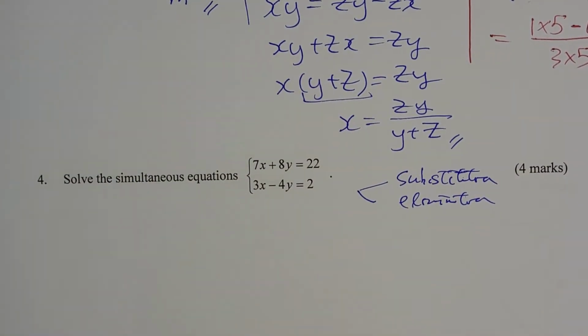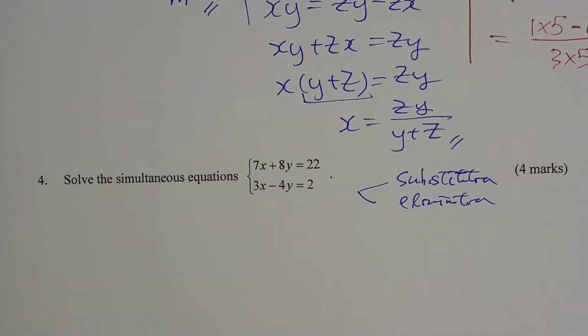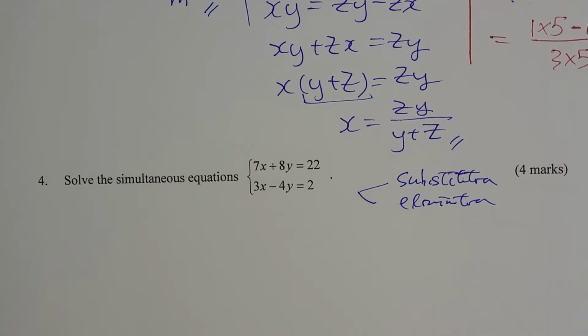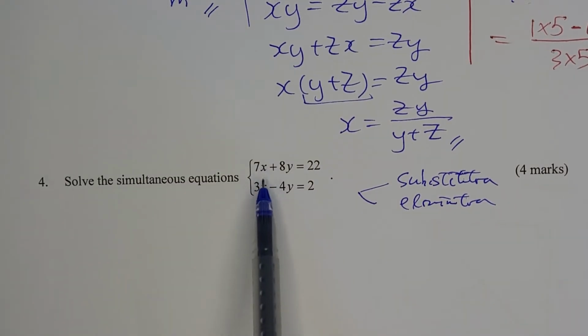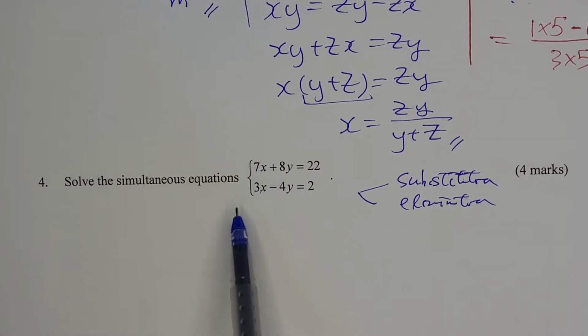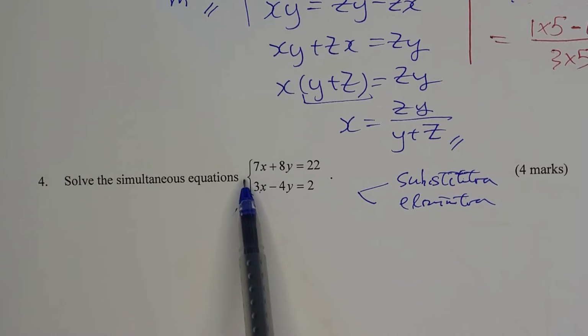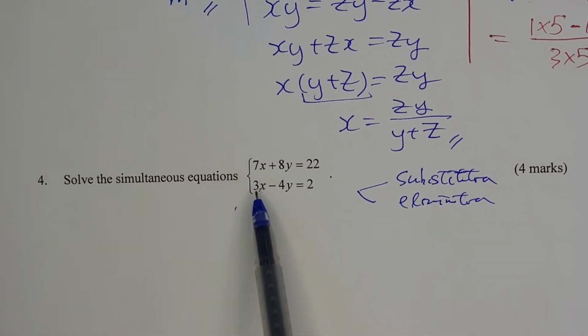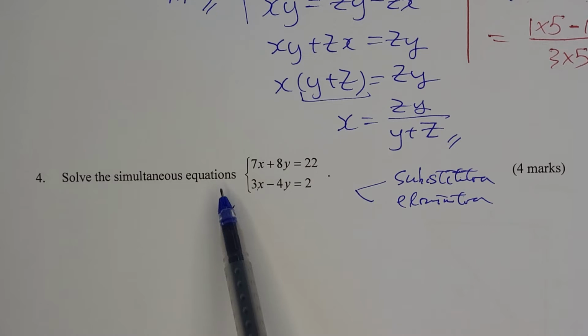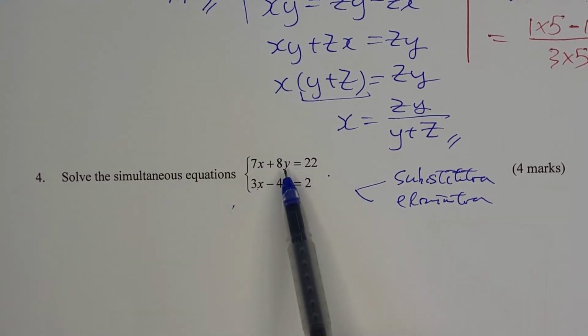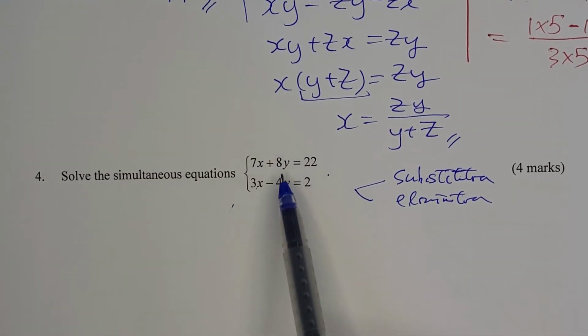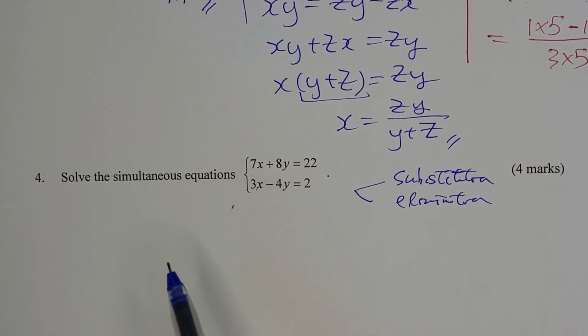So let's investigate which method would be better to use. First of all, we pay attention to the coefficients of the variables. For the variable x, the coefficients are 7 and 3. They are both prime numbers and not multiples of each other, of course. So nothing we can observe. So look at the coefficients of y. One of them is 8 and the other one is 4. Then we have something to do now.